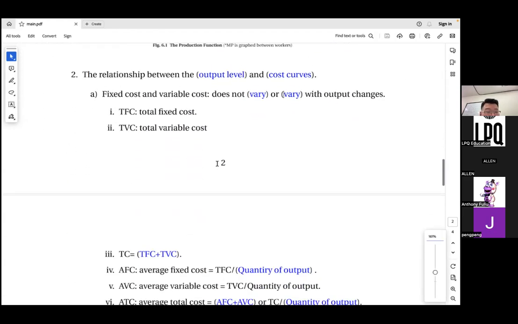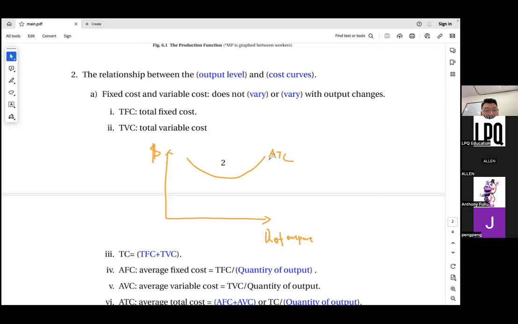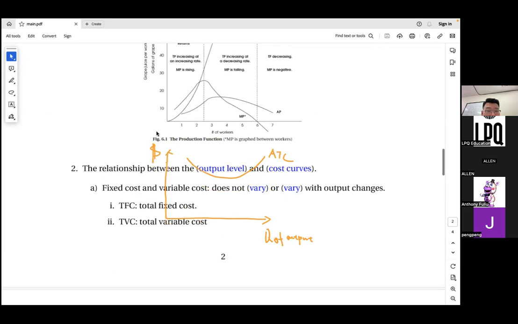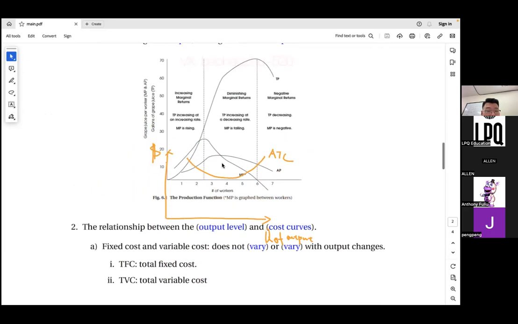Still remember the first graph I did today before we began our formal lecture. We want a graph that shows the relationship between ATC and Q of output. What is the unit of the vertical axis? Because this is a cost curve, I label the vertical axis with a dollar sign. You see, this graph and this graph are two totally different graphs.